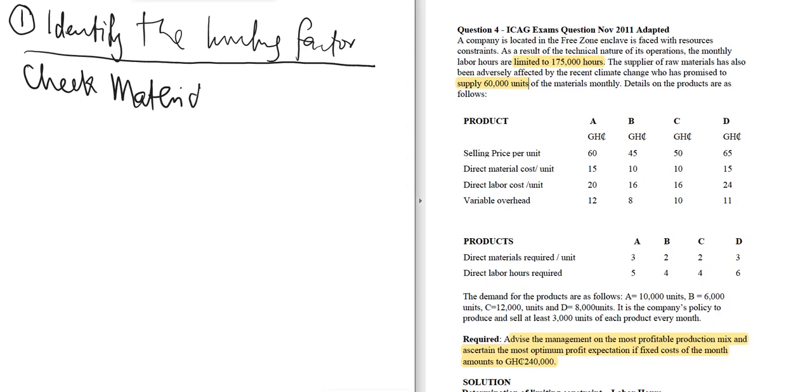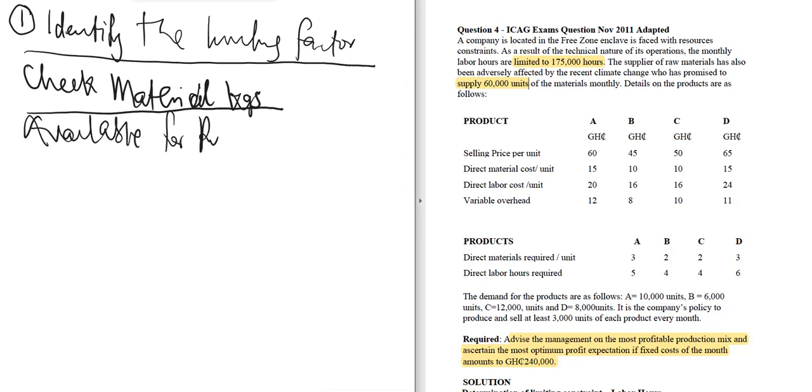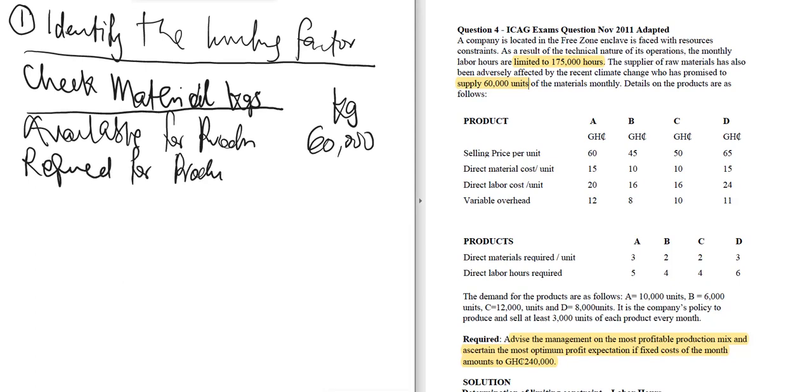So I say check material kgs. So let's check and see if material kg is the limiting factor. So what is available for production? Material kg available for production. It says that it is 60,000 kgs. I'm just assuming it's kgs, right? It's 60,000 units or 60,000 kg. But how much is required for production?